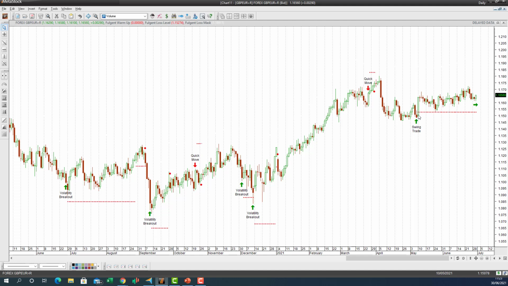So the last one is still in a swing trade, and we can see we have the stop loss here at 1.15274. That is the current trailing stop for the long swing trade on sterling euro, for example. Back to the next one.